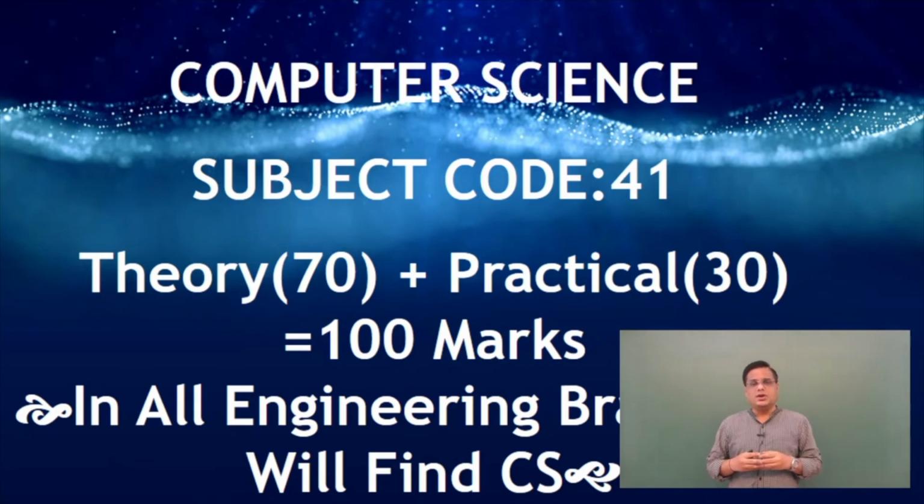So if at all you want to join computer science as your elective, it's very simple. You can all know that the syllabus is computer science, the subject code is 41, and the mark distribution for computer science remains the same as physics, chemistry, biology. Physics, chemistry, biology, there is theory and practical, friends, right?